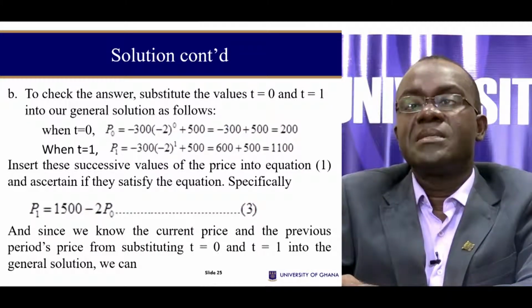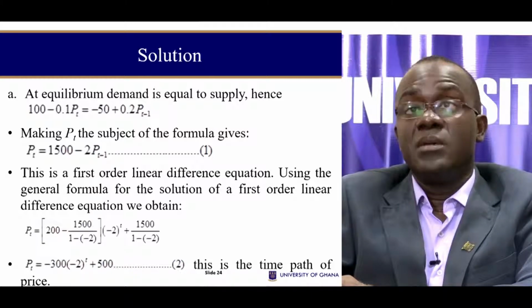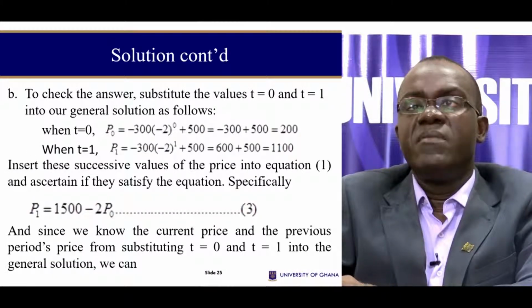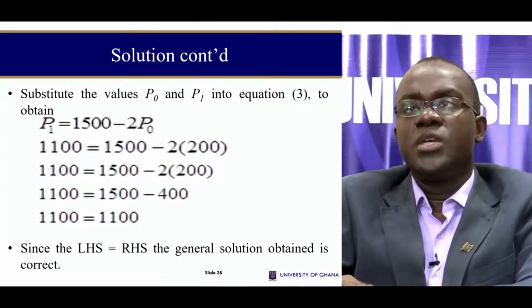Now, cross-checking our solution: when t is equal to 0, we get this, and when t equals 1, we get this. We have this one to be our general solution, and this one to be our initial solution, our original problem. So we have to put P1 here and P0 here and see how they behave. When we put in the actual values of P0 and P1, we get the two to be equal, and therefore our solution is correct.